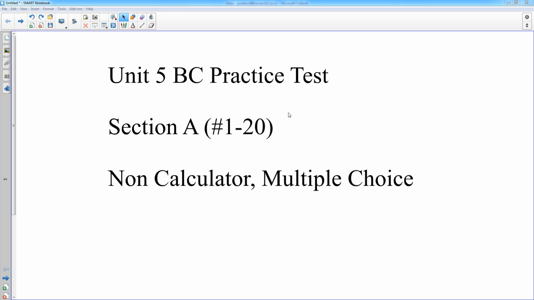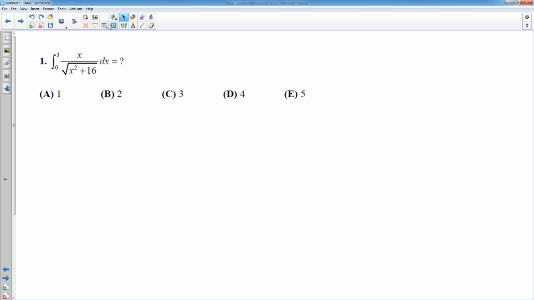Okay, going to work out the practice test for y'all. I'm not going to go into as much detail as I would with a normal video. I'm going to go through these fairly quickly, but I thought it would help y'all to see my thought process as well as seeing the final answers, which will be posted as a PDF.